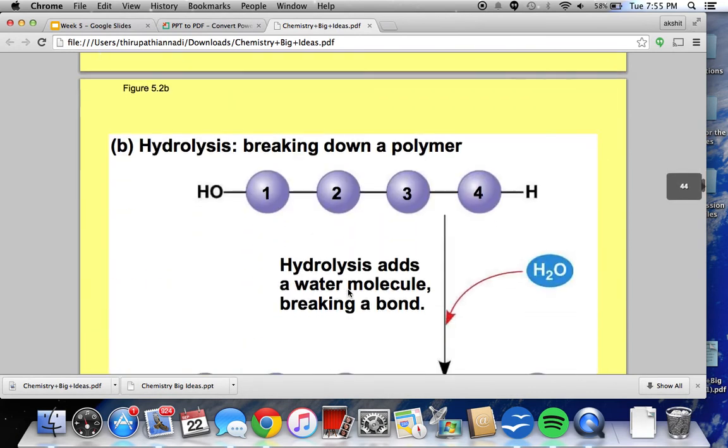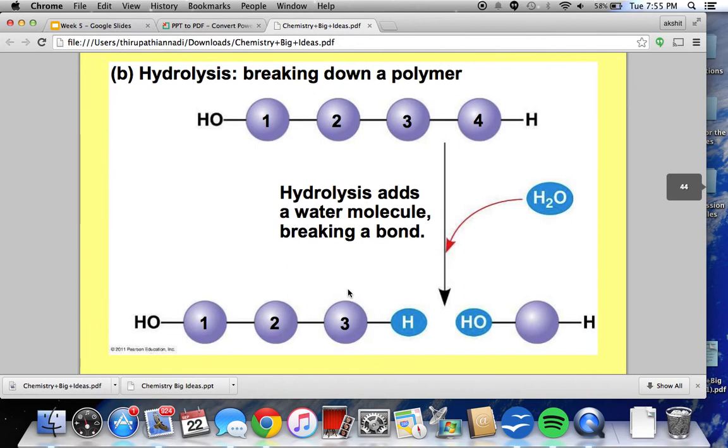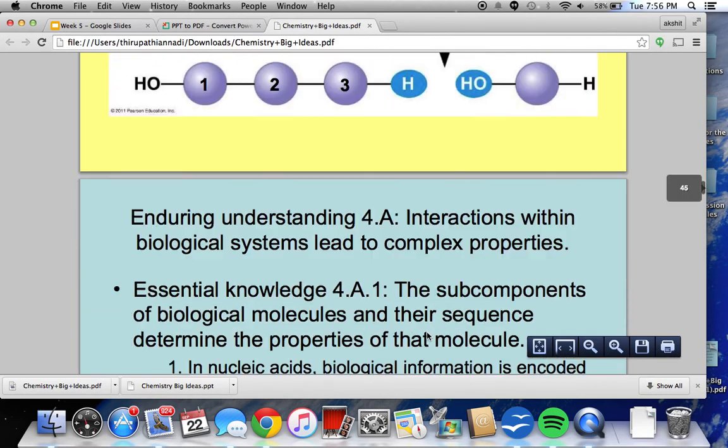And the opposite's true too. If you want to break up a polymer into monomers or just separate polymers, you add water and it reverses the reaction. The bond here, there's an OH and an H on the respective sides now, complete opposite of what was there before.